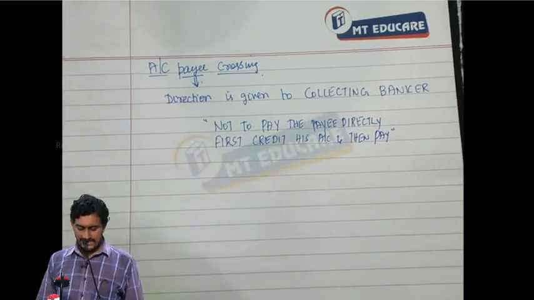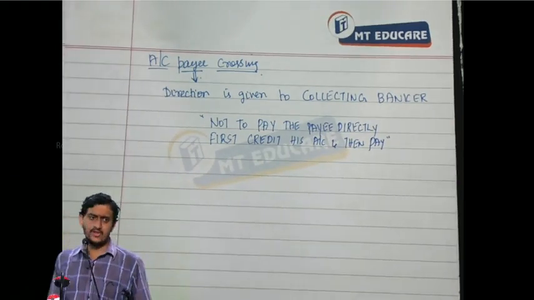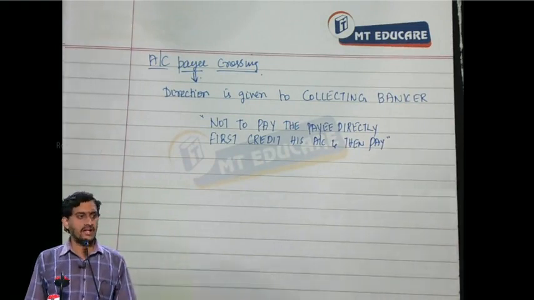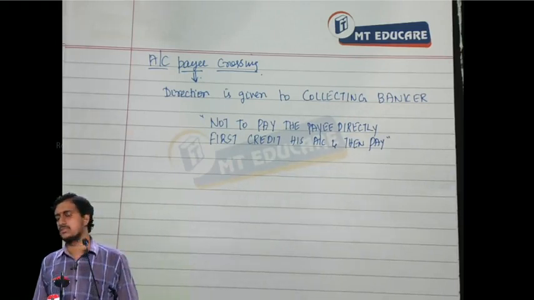Now, account payee crossing: I am giving a direction to the collecting banker. Don't straight away make payment to him. First credit his bank account and then make the payment. Allow him to withdraw.